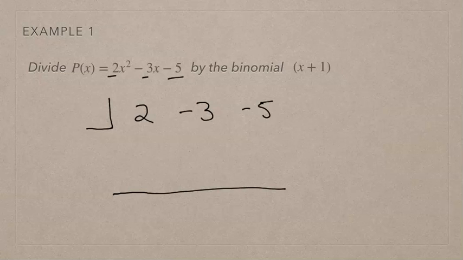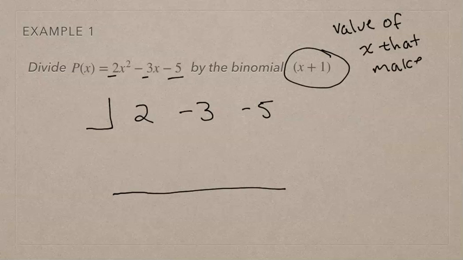-5, and then I am going to look at this binomial right here. And what I want to put in this box is the value of x that makes this binomial equal 0. So that makes this guy equal 0. Okay? And that value right here is -1. So you are putting in the value of x that makes it equal 0. That's very important. If you have the wrong sign, then all your division will be wrong.